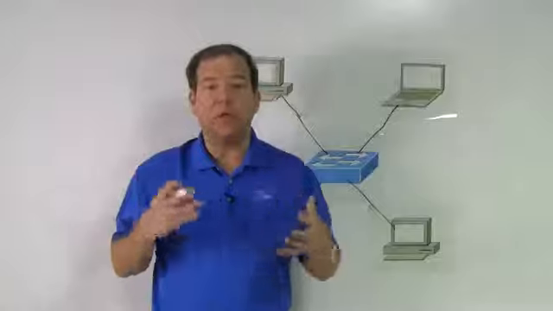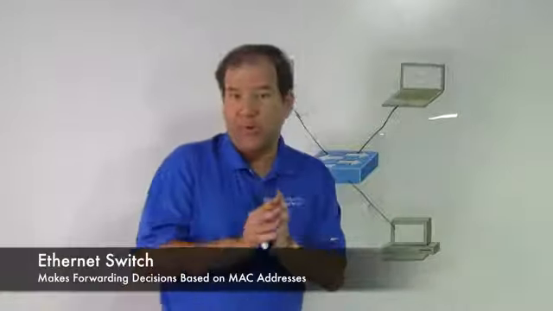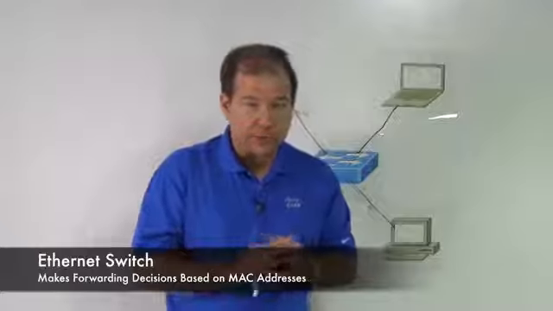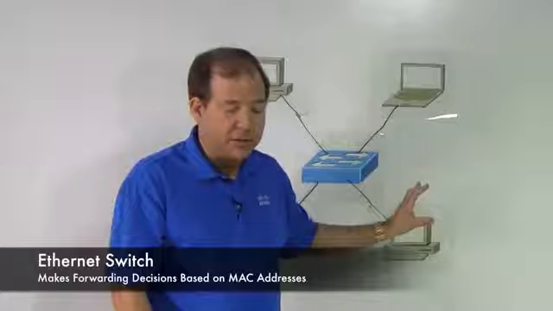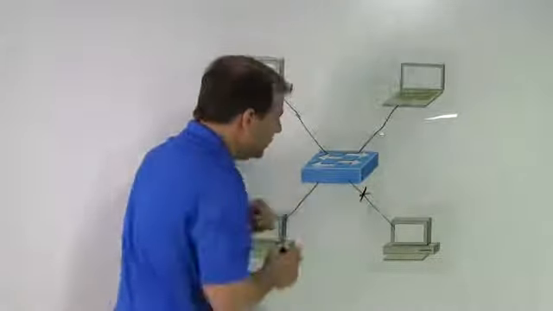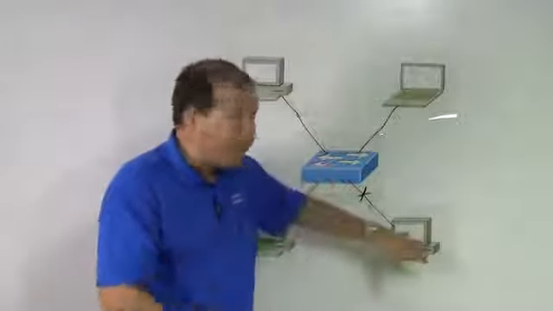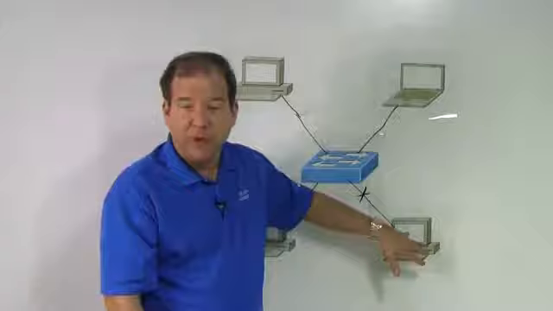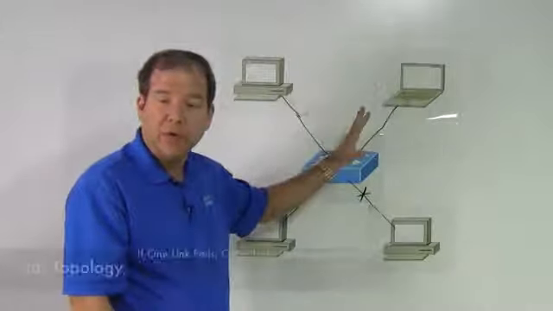that switch. And the switch is going to make forwarding decisions based on the burned-in MAC address, the media access control address, present in the network interface cards in each of these devices. And with a star topology, if we were to lose a connection, if this link were to be severed some way, sure, this client just lost connectivity with the network, but notice this, everybody else continues to function as normal.